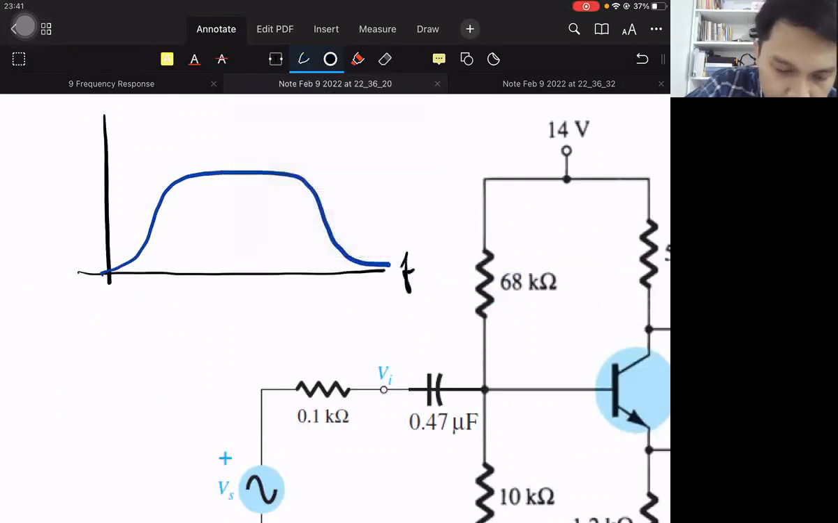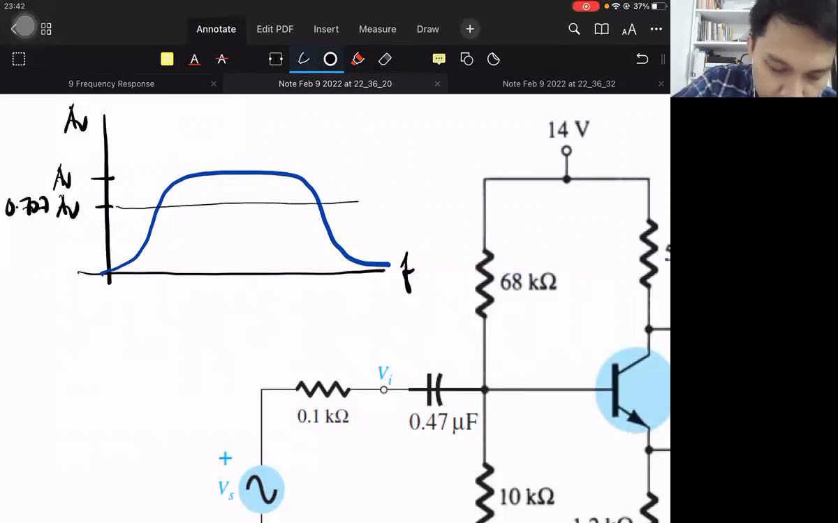So frequency against voltage gain, unitless voltage gain. So where the voltage gain is full, it is unaffected by the capacitance, so that is the mid-range, right? Here is Av. And where it drops to a factor of 0.707 Av, that is where it intersects our cutoff frequencies, and that line is the bandwidth.